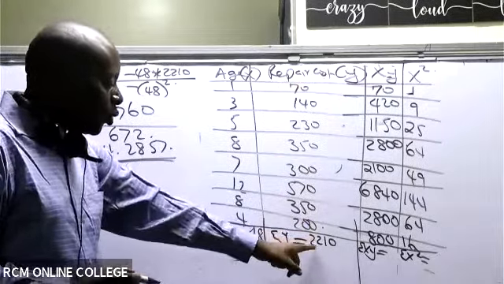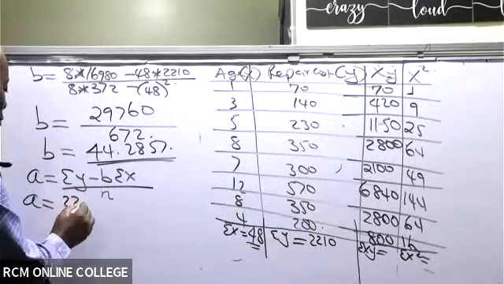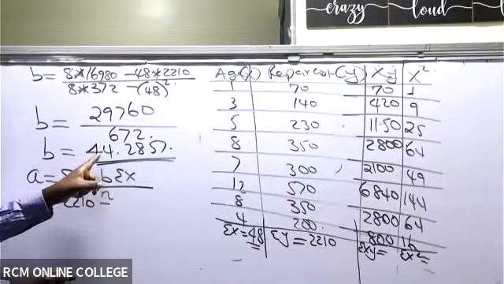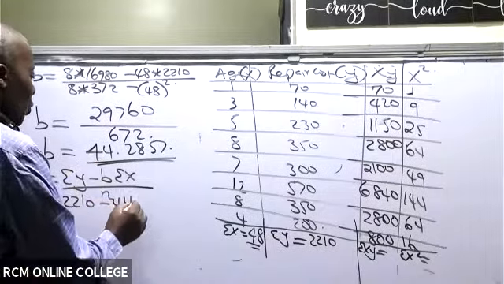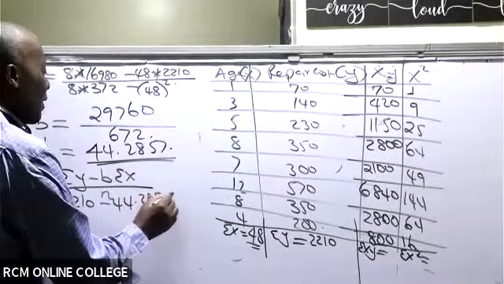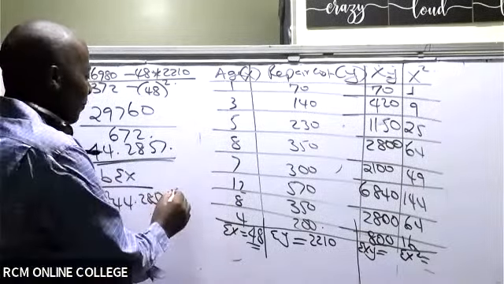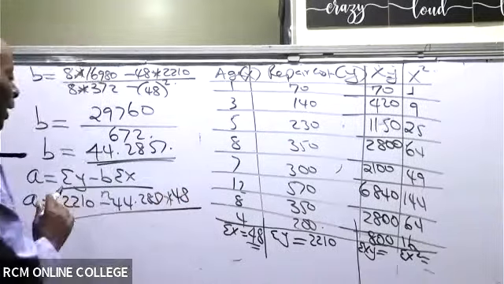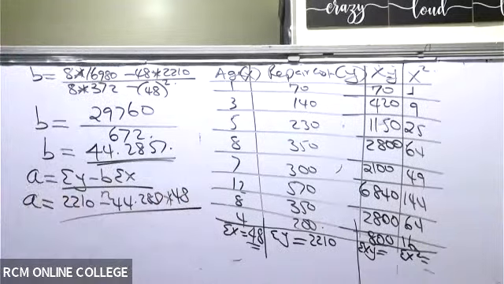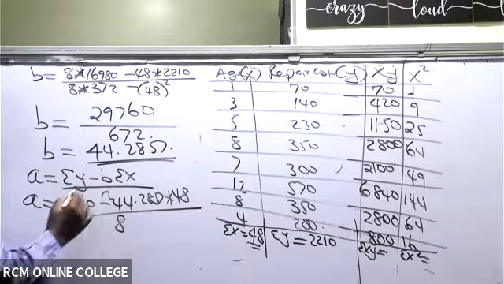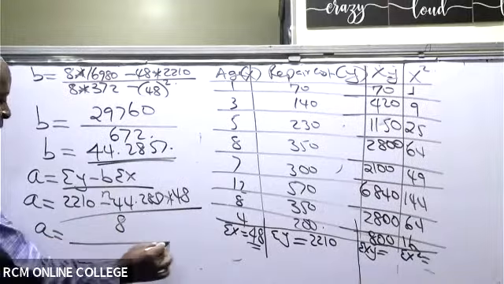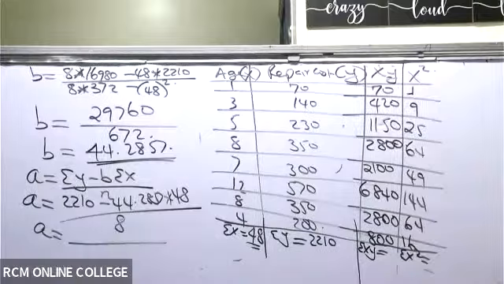So our A will be equal to summation of Y, which is 2210, minus B, which is 44.2857, times summation of X, which is 48, divided by our number of data points, which is 8. So again, go slowly and give me the numerator.